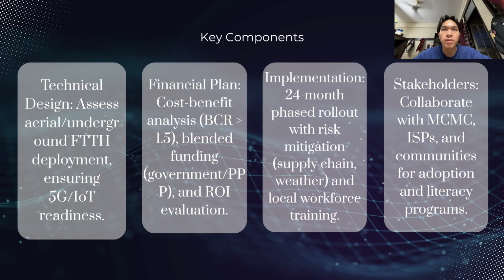The financial plan: cost-benefit analysis, benefit-cost ratio is 1.5, blended funding from government and PPP, and ROI evaluation. Implementation: a 24-month phased rollout with risk mitigation. Stakeholders: collaborate with MCMC, ISPs and communities for adoption and a literacy program.